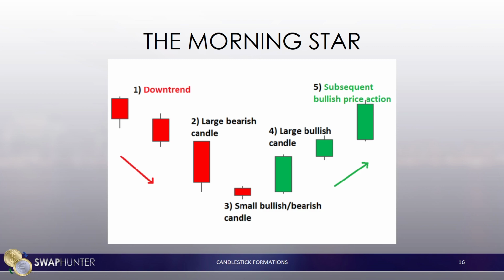The reason for this is that a break of that level would indicate a continuation of this downtrend. So if we had the formation and you put your stop loss somewhere here, then price action continues downwards and breaks your stop loss, it indicates that the morning star has not been a successful beginning of a new bullish trend, and it's more likely a continuation of this existing downtrend.